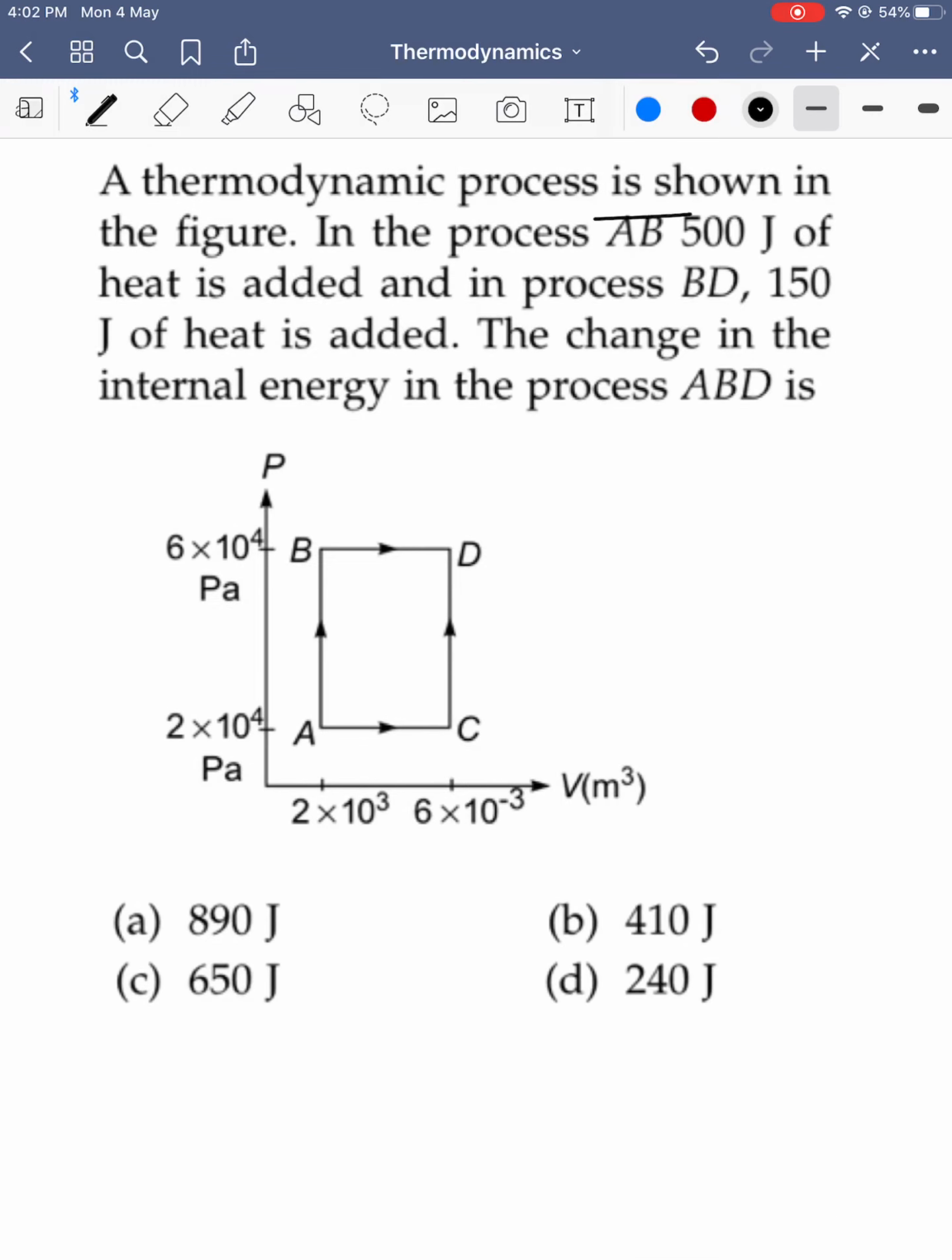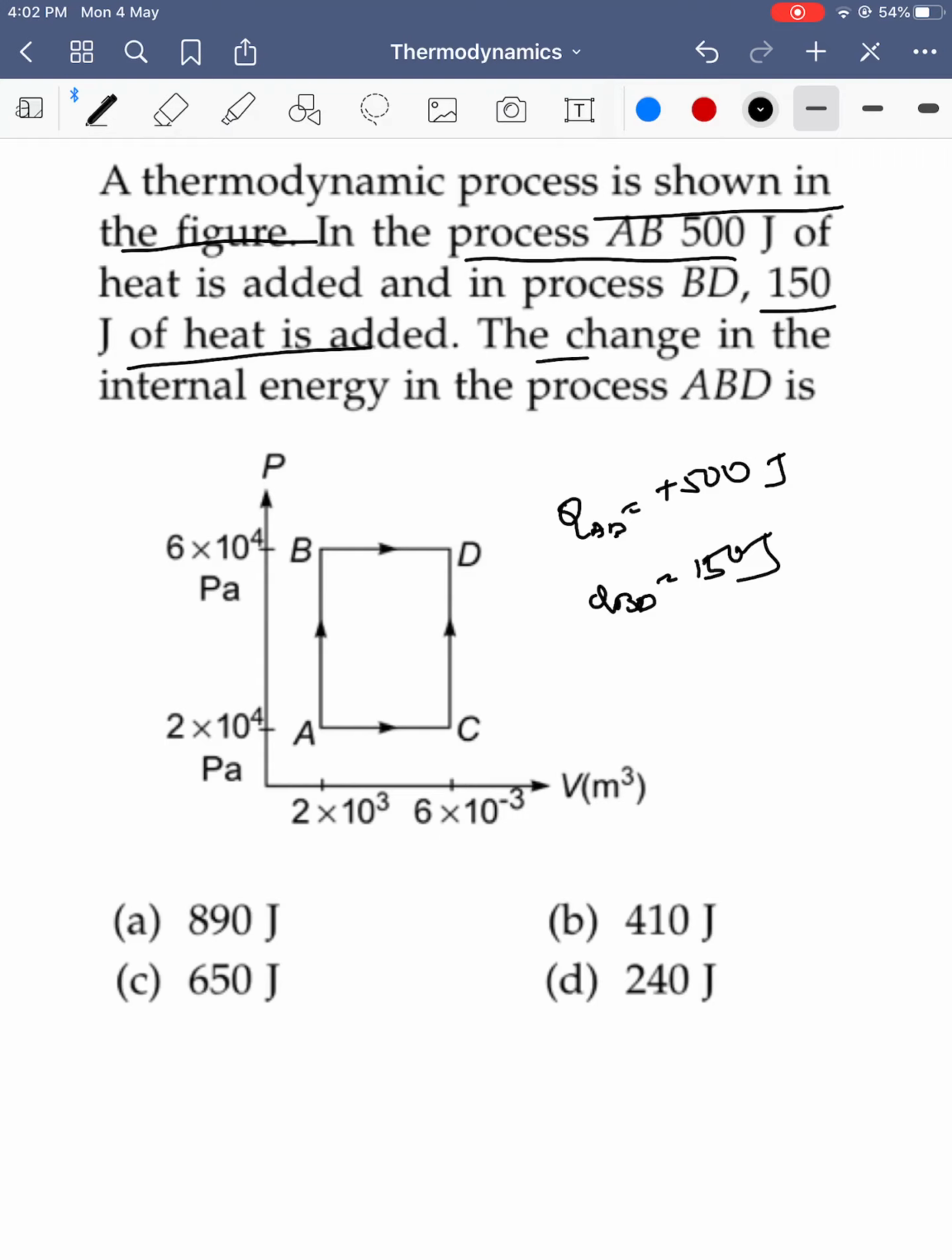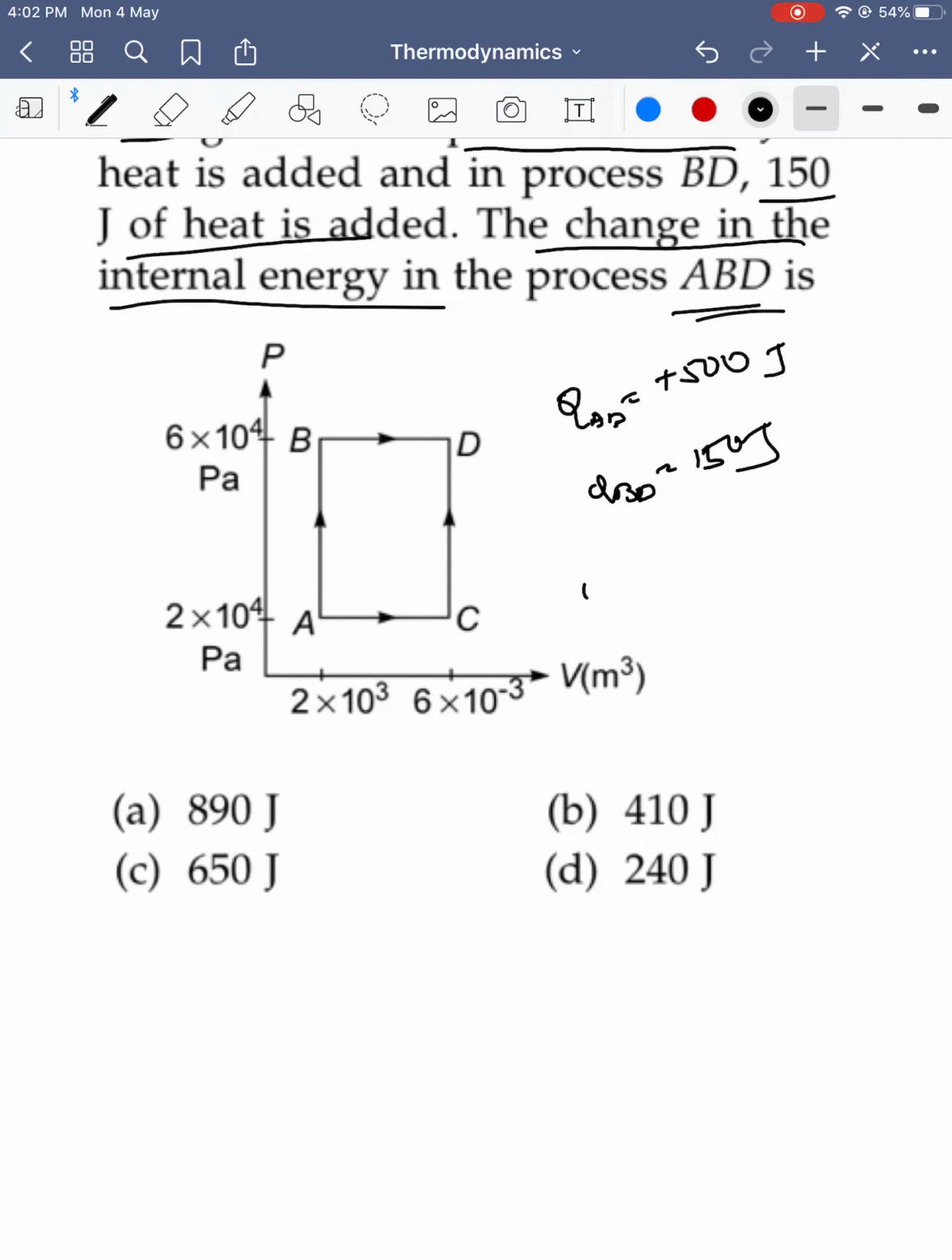A thermodynamic process is shown in the figure. In the process AB, it's given heat is added, so Q AB is equal to plus 500, and in the process BD, 150 joules added. So Q BD is equal to 150 joules. Find the change in internal energy of the process ABD. Q is equal to W plus delta U. So Q added is equal to 650.